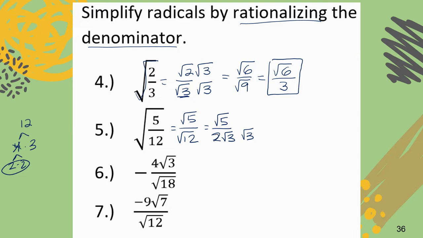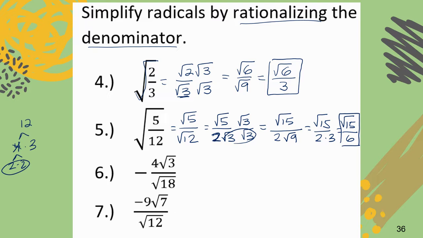So the 2 is already outside of the radical. I don't need to pay attention to that. I only need to get rid of the radical on the bottom. So whatever I do to the bottom, I do to the top. 5 times 3 is square root of 15 since they're both under the radical. And in the bottom, this will become 2 times square root of 9. And as we just said in the last problem, square root of 9 is 3. And I'm just going to continue multiplying till I get my answer of square root of 15 over 6.